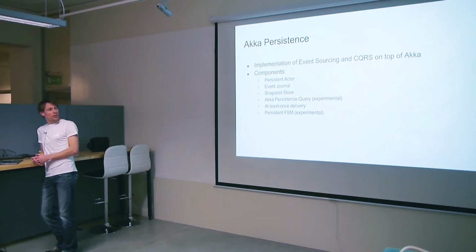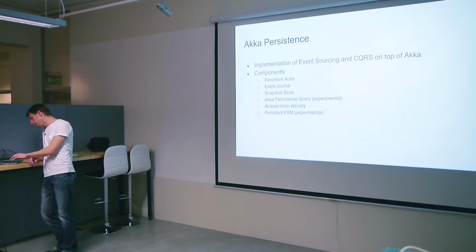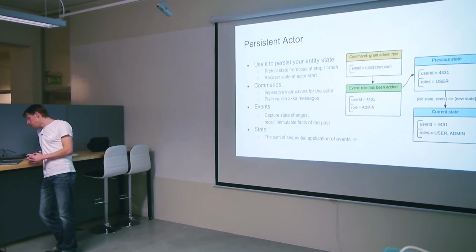Here are some components listed, but please don't read them. I will cover them, or most of them, in the next slides. What's important to say is that two components are mentioned as experimental. This means that their API is not yet final and might change in the future. However, as of Akka 2.4, the other ones are stable and considered production ready.